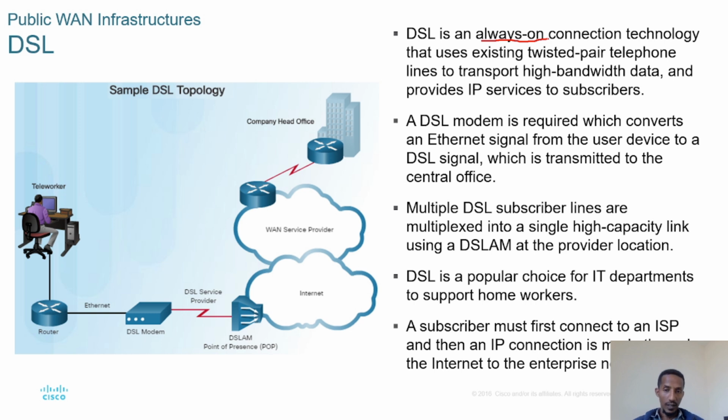So a modem is required because it is one of the types of device that can convert an analog signal to a digital signal. That's why we call it a modem, or modulator and demodulator, required to convert a signal from Ethernet to the internet, and so on.